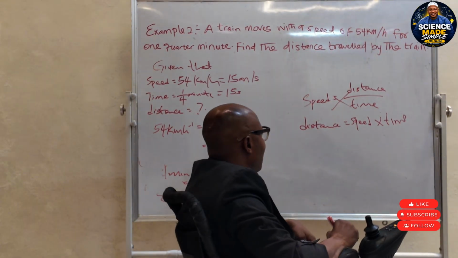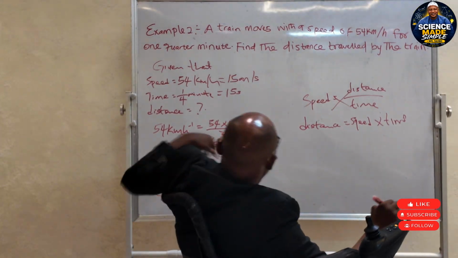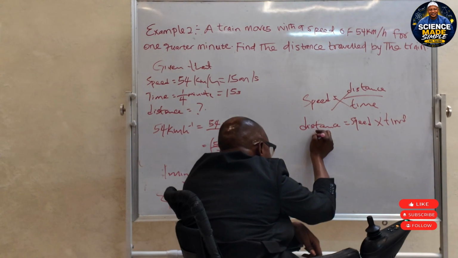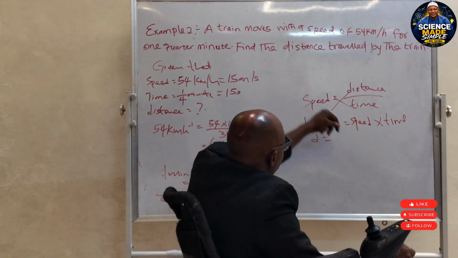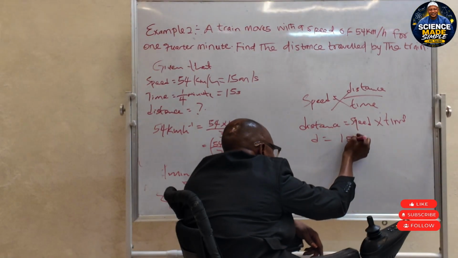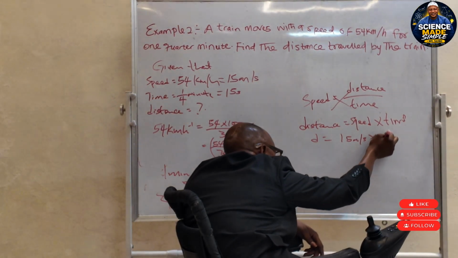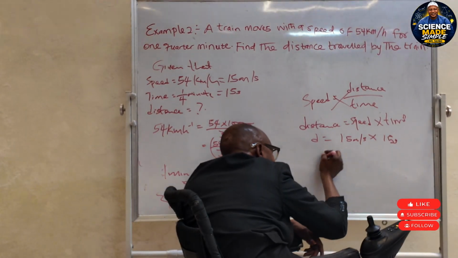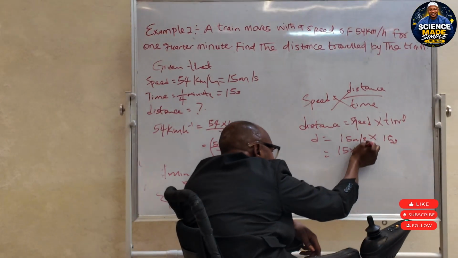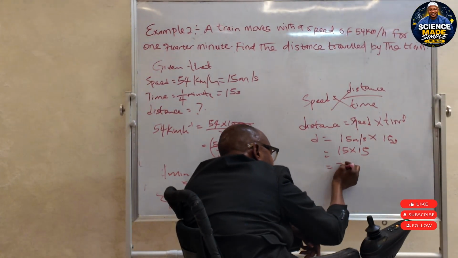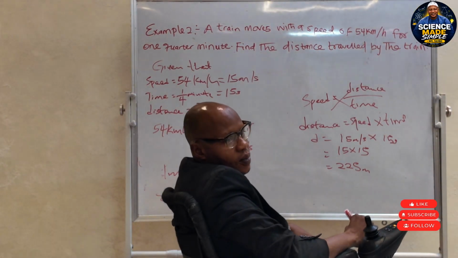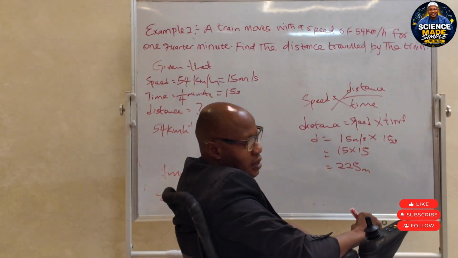You cross multiply. So distance is what we are looking for. Our distance will now be speed. Our speed is 15 meter per second and our time is 15 seconds. Our distance will now be 15 times 15, which is equal to 225 meter. That's it.